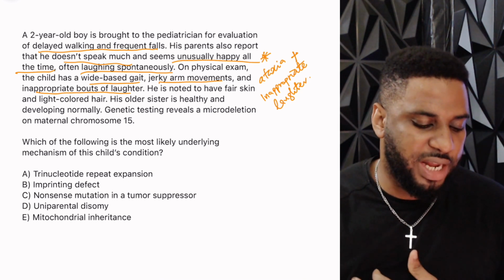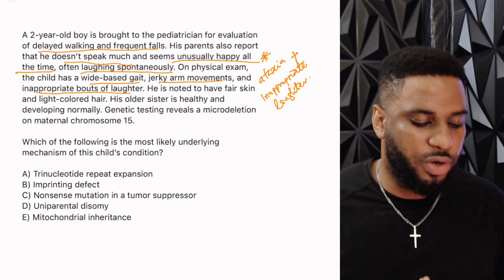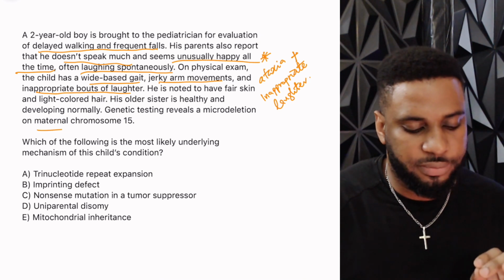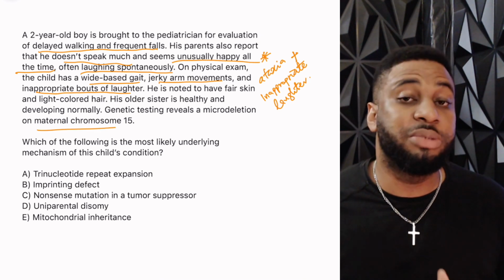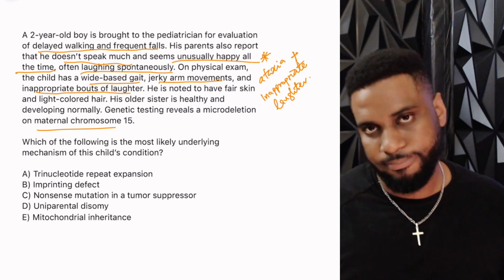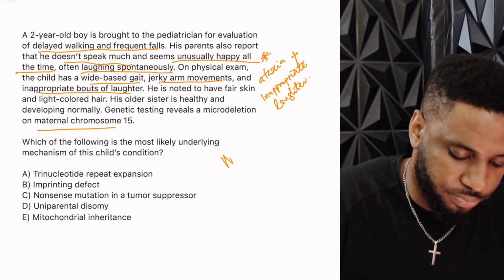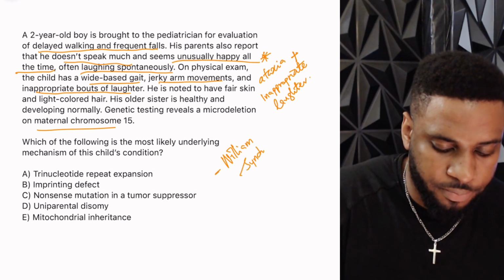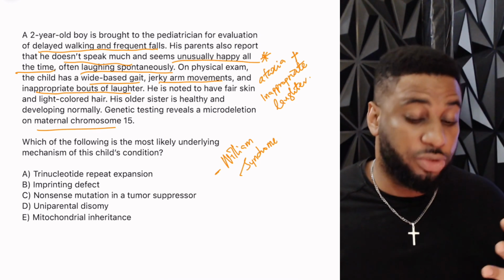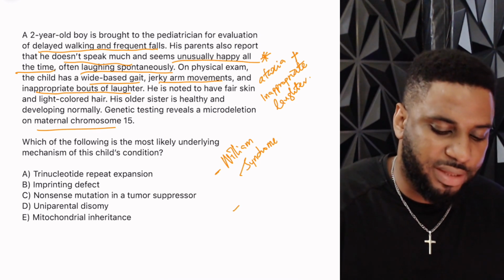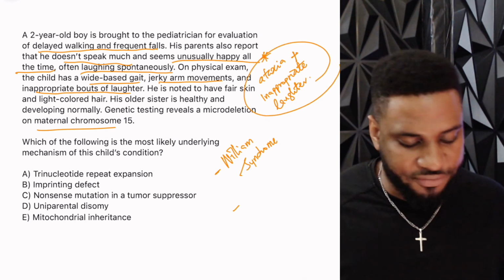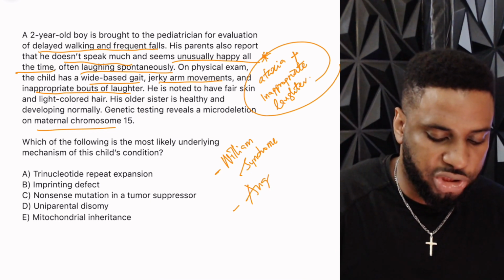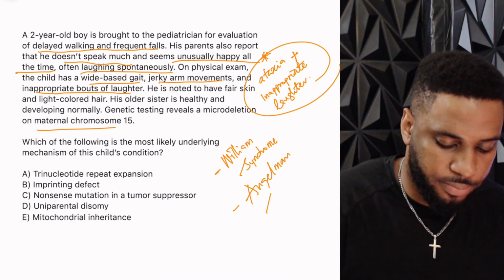He's noted to have fair skin and light-colored hair. His older sister is healthy and developing normally. Genetic testing reveals a microdeletion on maternal chromosome 15. If I asked you, what is the most likely diagnosis, what would you say? If you said Williams syndrome, I think it's called Williams-Beuren syndrome, but it doesn't matter for Step 1. Some of you may think Williams syndrome. People with Williams syndrome tend to be friendly. But here, ataxia plus inappropriate laughter and a deletion on chromosome 15 is what you have in Angelman syndrome.